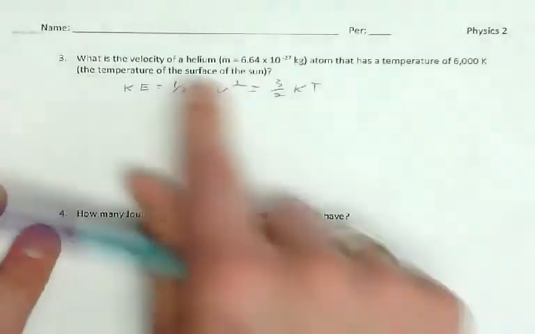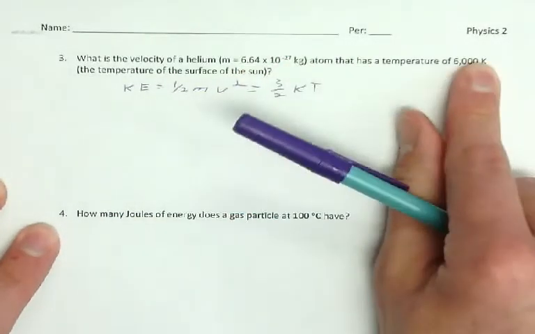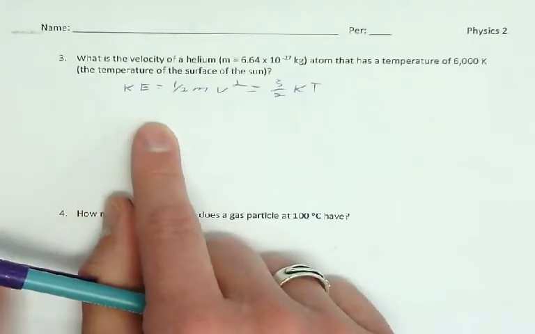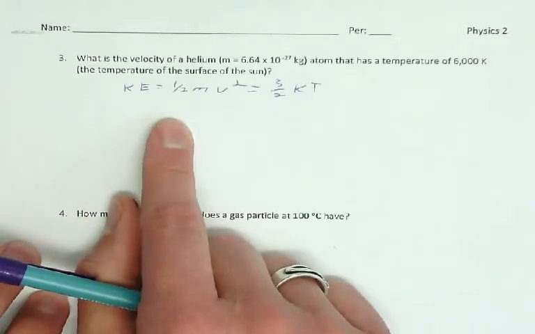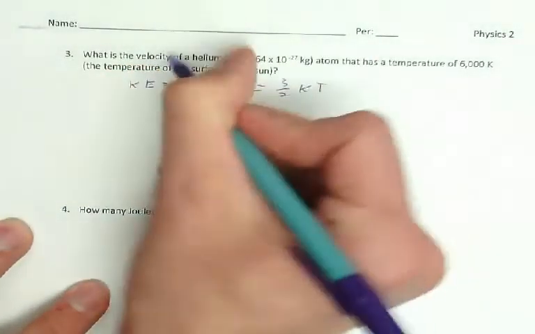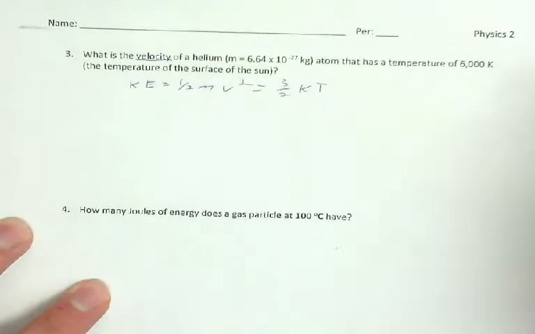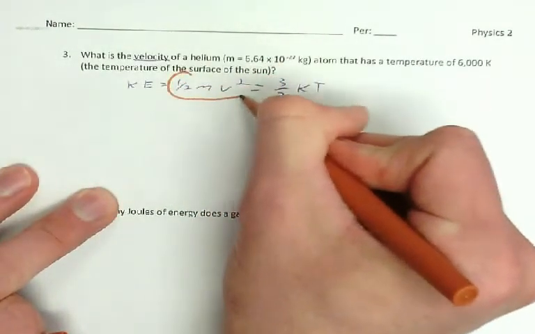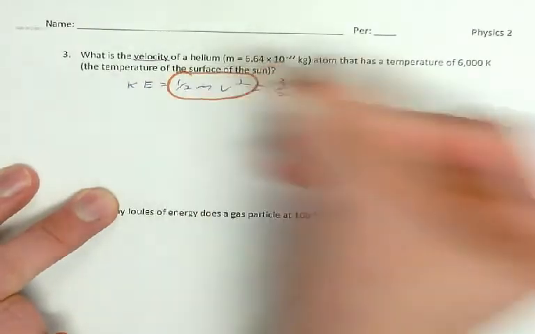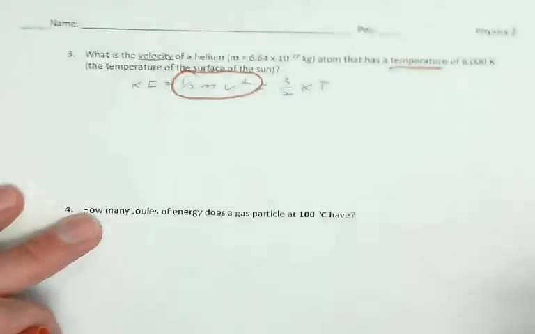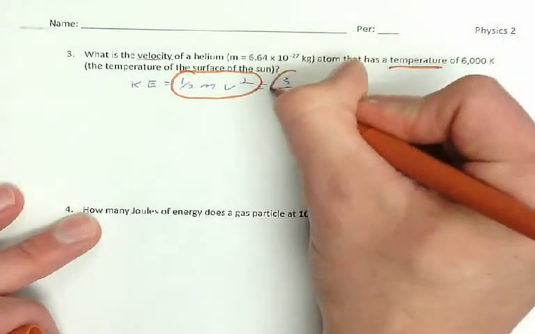So what's the velocity of a helium atom that is at a temperature of 6,000 Kelvin? When you get this problem, you ask yourself, what are the two things I have? What is the velocity? That tells me this, 1/2 mv squared. It said velocity, so I need velocity. That has a temperature of 6,000 Kelvin.